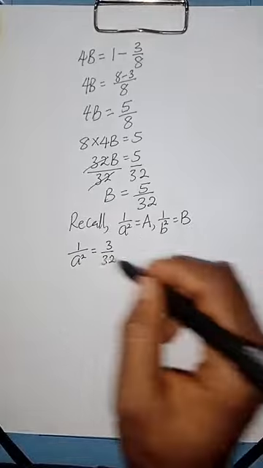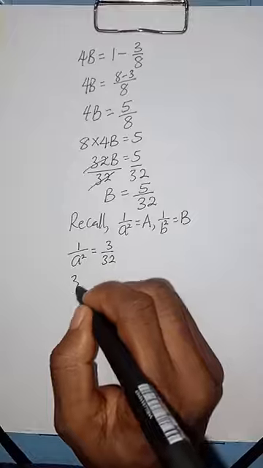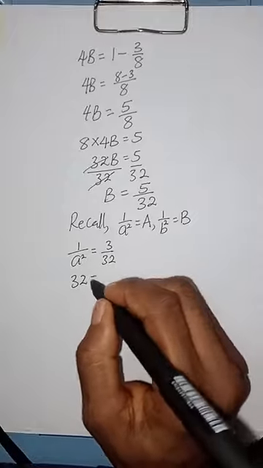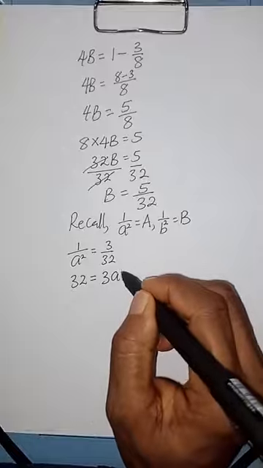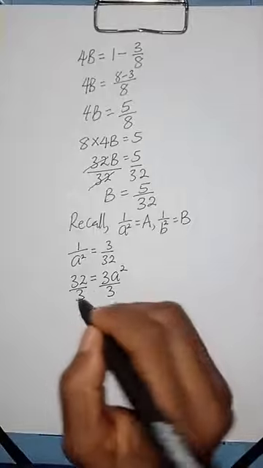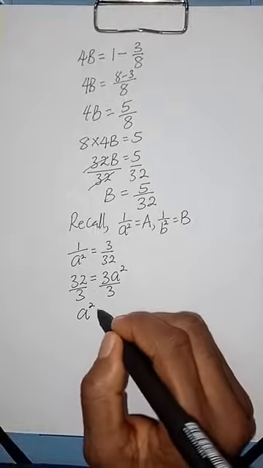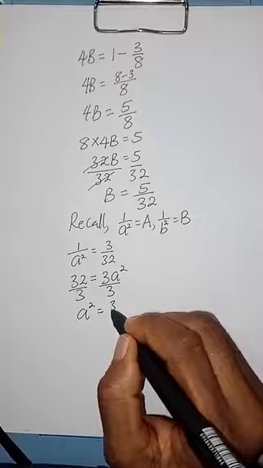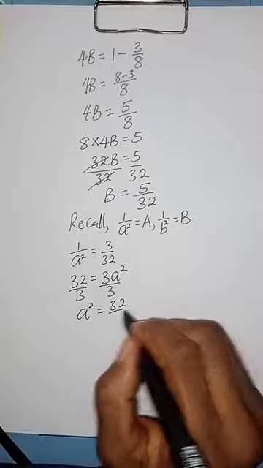If you solve this, you cross multiply, it's going to be 32 will multiply 1, and a square will multiply 3. If you divide both sides by 3, the value of a square will be 32 divide 3.